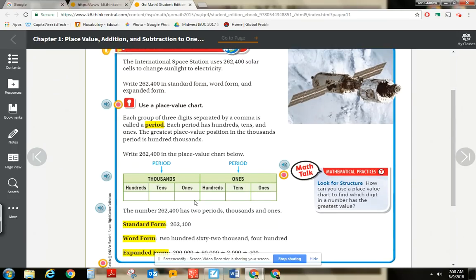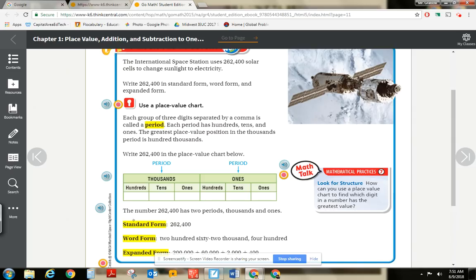I always like using a place value chart, and one vocabulary word that they use is period. Lots of times when we think of a period, we think of writing the end of a sentence and we pause. Well, when we're talking about it in math here, we're talking about the thousands period or the ones period, like a group of numbers together. Like in reading, when we see a period, we kind of pause. And we're going to do the same type of thing when we're reading a number.